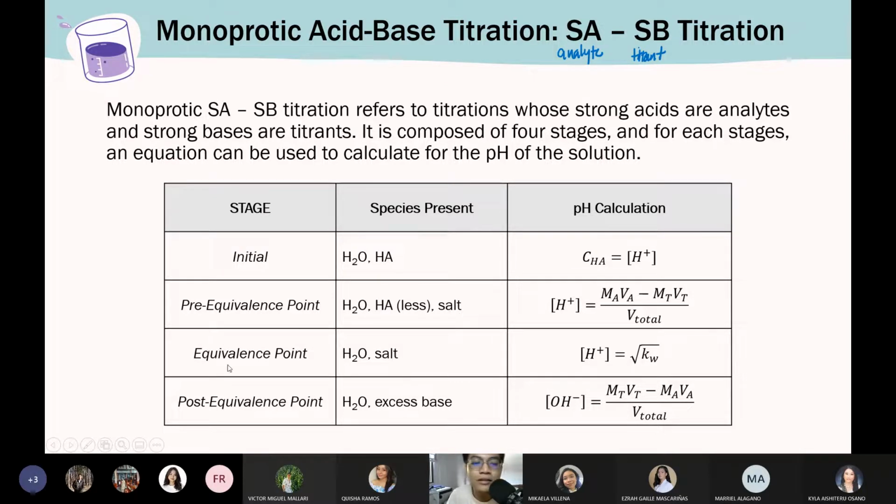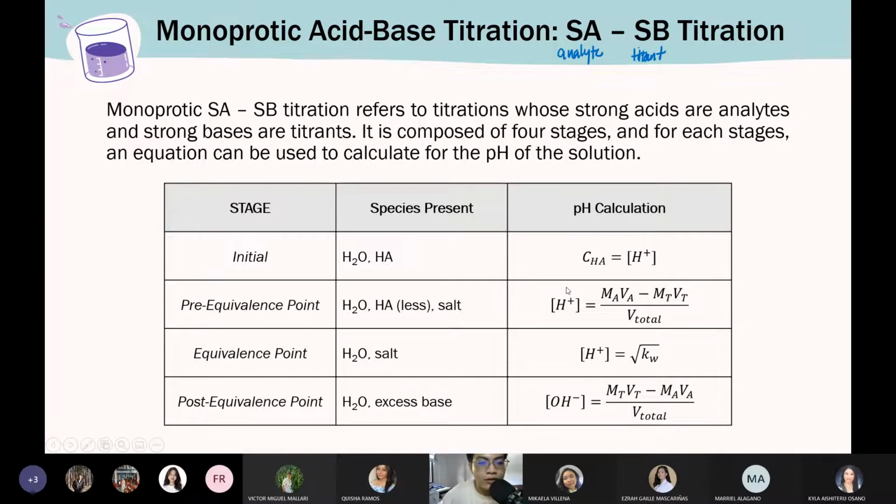At equivalence point, anong meron dyan? All the acids reacted with the titrant na. And basically, what you have is just a salt. Salt and water na lang yung natira. And at post-equivalence point, ito naman yung nasobrahan ka na ng titrant. So, you have to determine how much titrant is in excess. So, dito ngayon sa ating species present, this can actually give us an idea on what equations should be used. Using the species present, pwede natin malaman kung anong equation yung gagamitin natin.